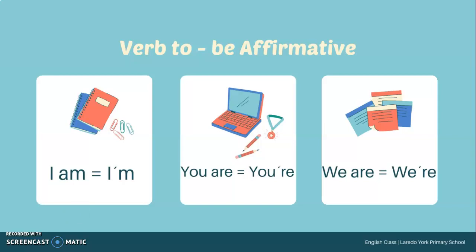You also have you are, you and are. In this case, you is the subject and are the verb to be, okay? So you are, you can also say it in a contracted way, you're. We have we are or we're, okay? Those are the ways to use it in an affirmative way.